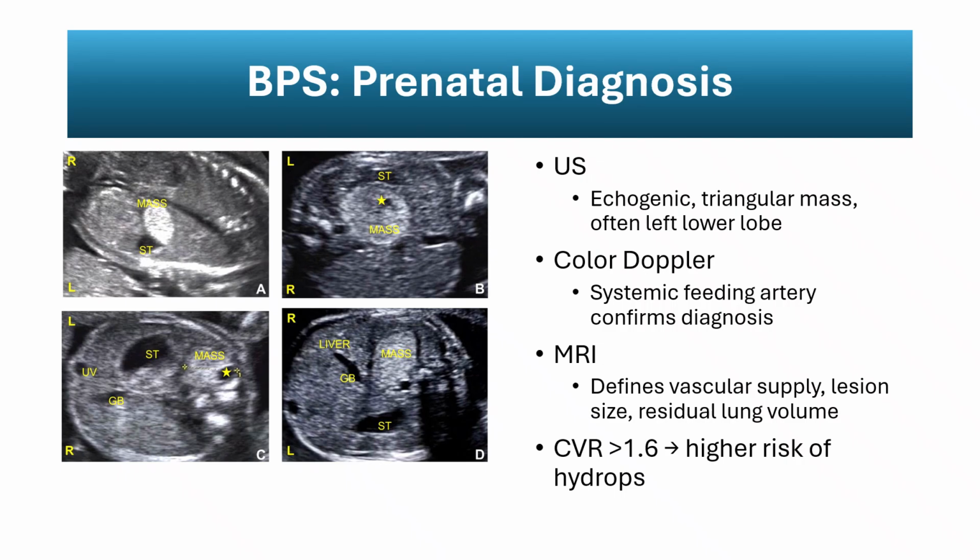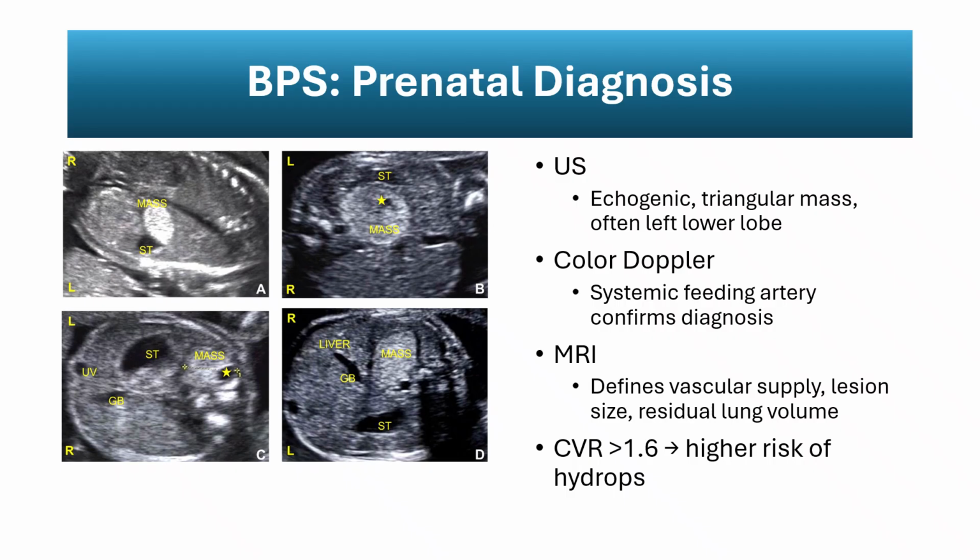Prenatal identification of bronchopulmonary sequestration relies on ultrasound and fetal magnetic resonance imaging. Ultrasound typically demonstrates an echogenic triangular mass, most commonly in the left lower lobe. Color Doppler confirms a systemic feeding artery, which is the hallmark feature distinguishing BPS from other congenital lung lesions, such as CPAM. Fetal MRI provides detailed information about lesion size, residual lung volume, and vascular anatomy, which is crucial for delivery planning and postnatal surgical intervention.